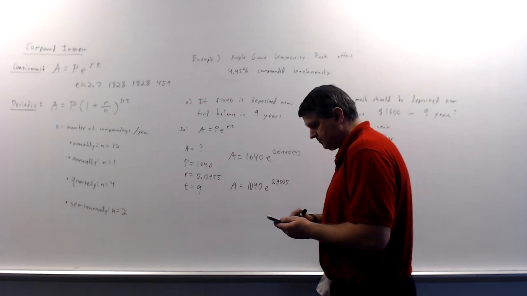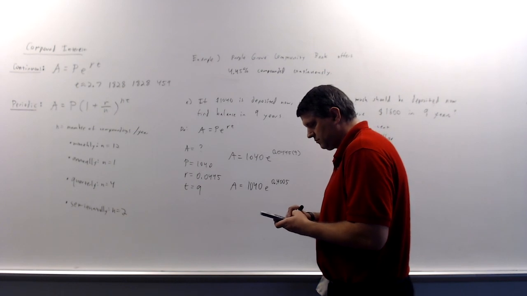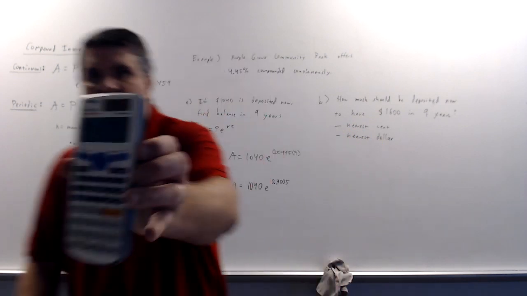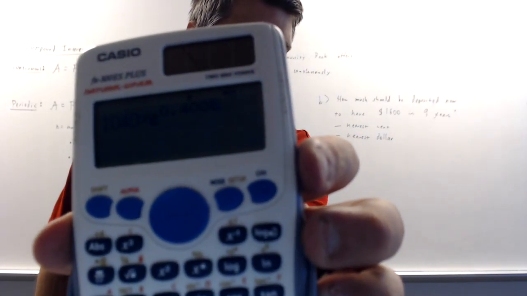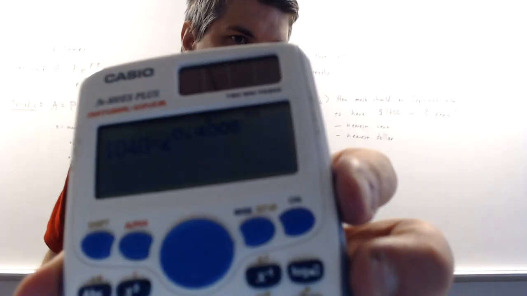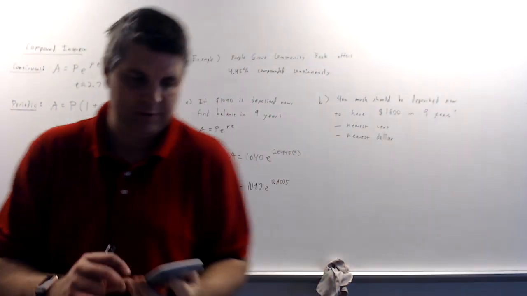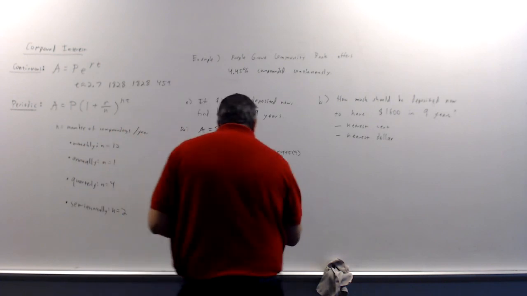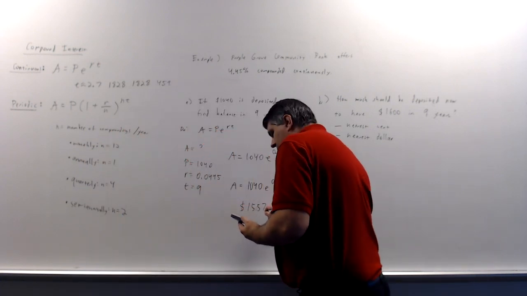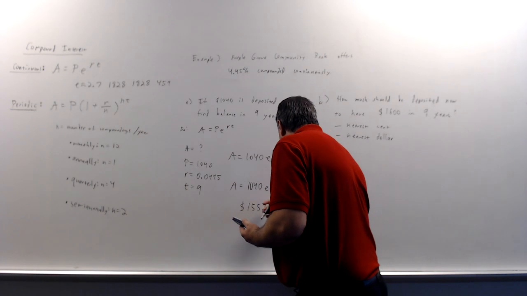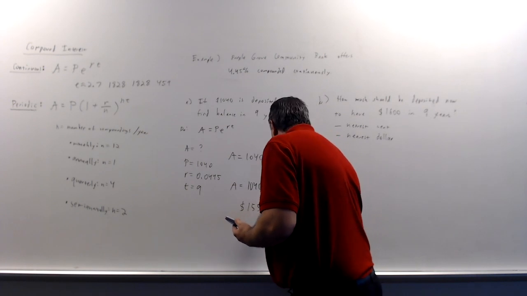Okay? This is what it looks like on the calculator that I'm using. Okay? And to the nearest cent, that's 2 decimal places, 1552, sorry, 0.27.